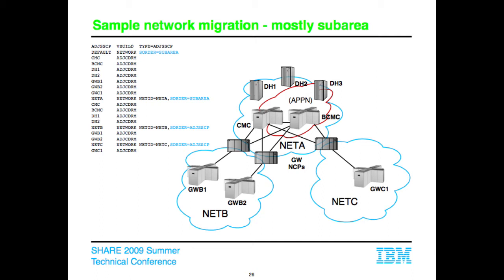So what do I do? How do I do it? On my default table, I code S order equals subarea, and that floats the APPN entry at the bottom. I do the same thing in the APPN network, prefer subarea searching.